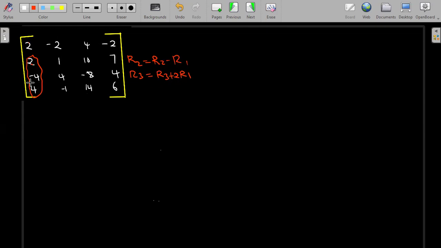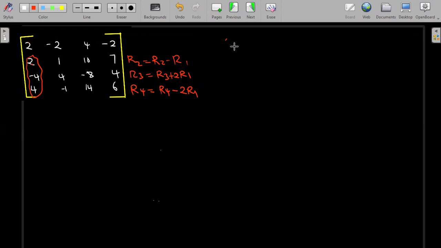We also want to make the 4 down there a 0. So row 4 will be row 4 minus 2 row 1. These operations are the first operations that I'm going to use. So let's apply those operations.